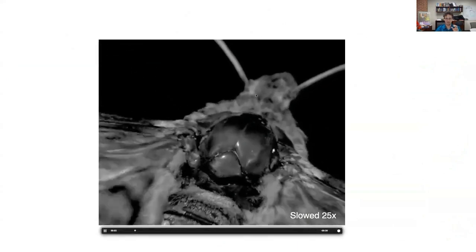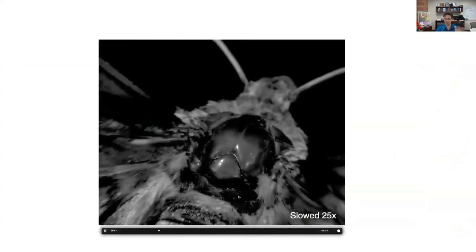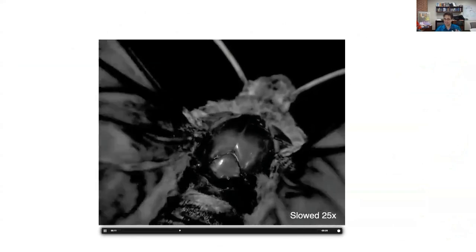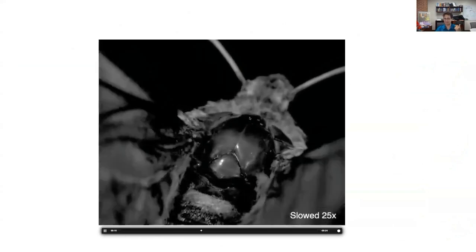Part of the reason why I like to look at it is that when insects are flapping their wings, there are no muscles in the wings. All the muscles are in the thorax, and it's an insect, so it's got an exoskeleton on the outside. The muscles attach to the exoskeleton.